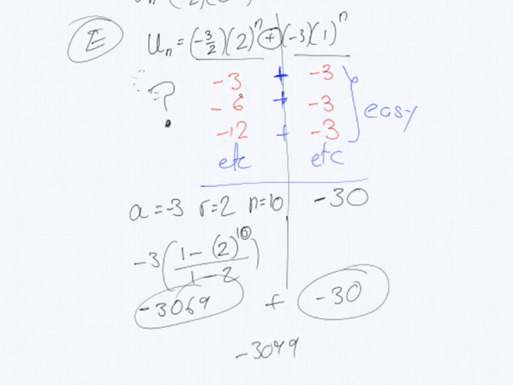I think in Excel it's something like this. Okay, I think you can also do it like this. 2 power n, which here is 1 for the first term. Okay, and then what's the next part? Plus minus 3 times 1 power n. So what should I get here?